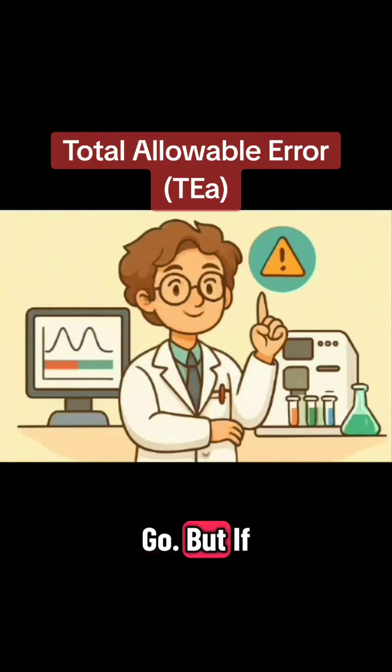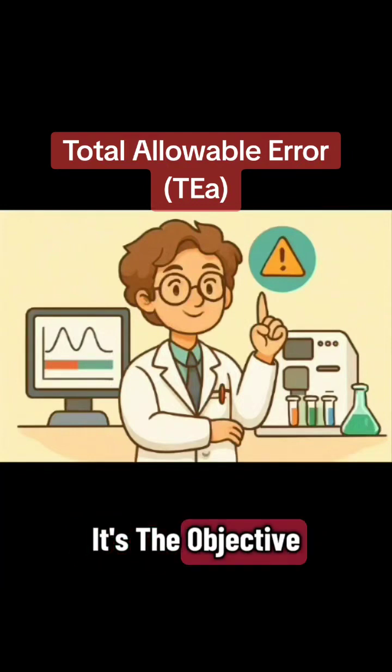You're good to go. But if your calculated TE is greater than your T, the method fails verification. Full stop. And then you have to go back to the drawing board. You either investigate the source of the error, optimize the method and try again, or you just reject that method or region entirely. It's the objective gatekeeper for quality.